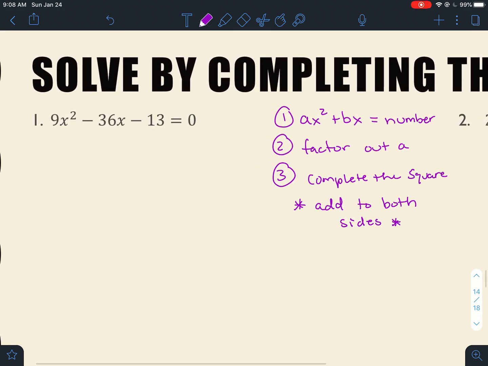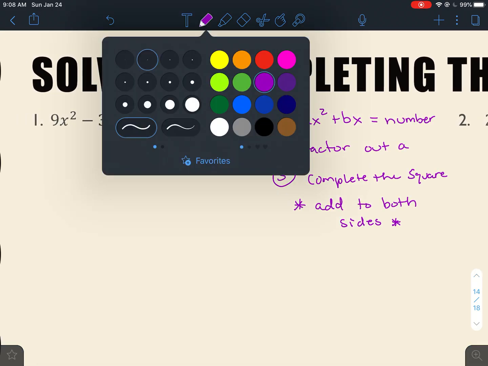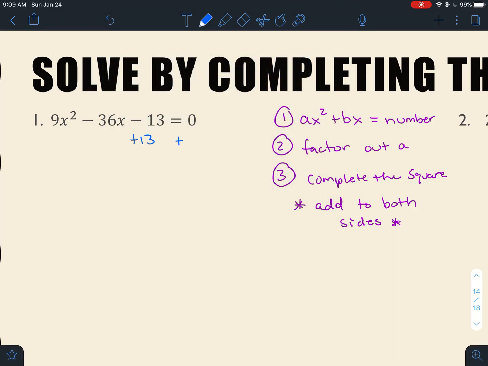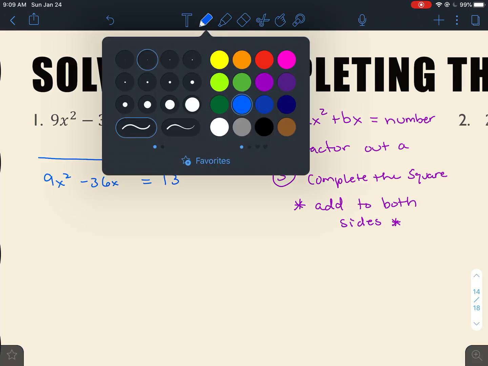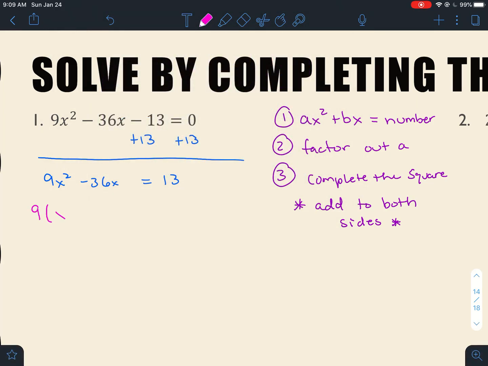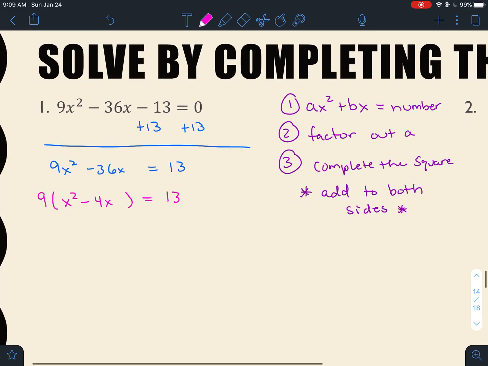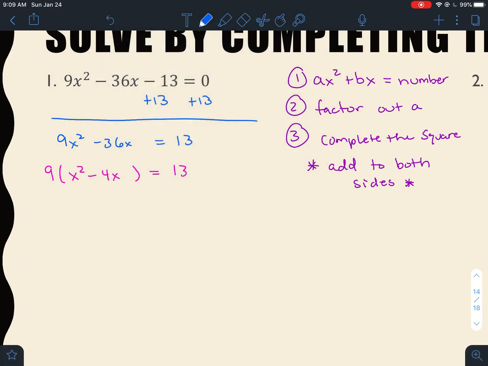So on number 1, first step, we want to get the ax squared plus bx to equal the number. So I'm going to add 13 to both sides. And now I have 9x squared minus 36x equals 13. And now I'm going to factor out the a term. So I'm going to factor out 9, and I would have x squared minus 4x, and then equals 13. Then you complete the square. So I'm going to take negative 4, divide by 2, and square it. And I would get negative 2 squared, which is 4. So I've got 9, and then x squared minus 4x plus 4, and then equals 13.